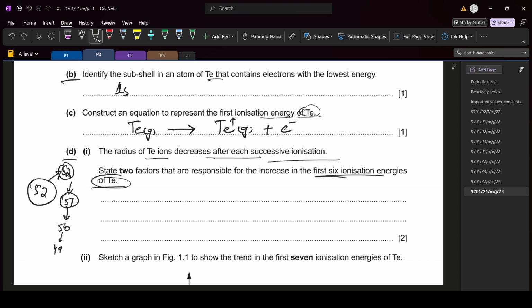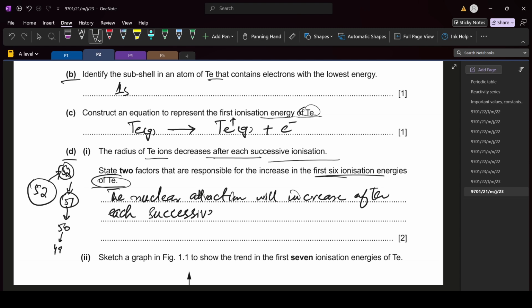So you will write that the nuclear attraction will increase after each successive ionization, because there is a decrease in shielding, because the number of electrons is decreased.